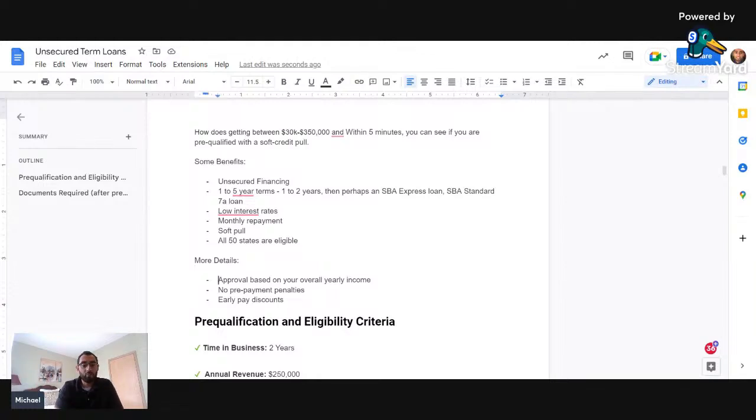So more details, approved based on your overall yearly income with a few other factors. No prepayment penalties, and then there are early payment discounts. Now, if you've heard me say this in the past, there are cases to be made where the amount you can get approved for could vary between 50 to 100, 50 to 150% of your average monthly sales. If you've heard me say that.